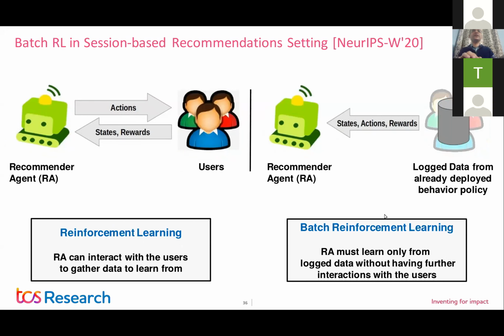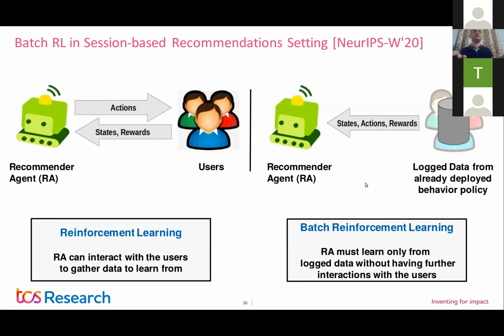So in our context, the agent is the recommender agent, and what the agent gets to know is the state or the session history of the user, then what the previous policy had shown to that user, and then what was the feedback or the reward.